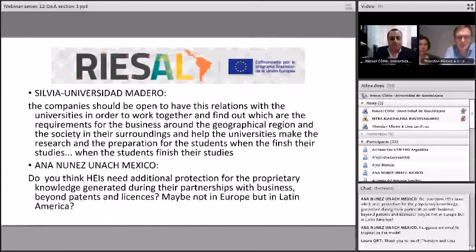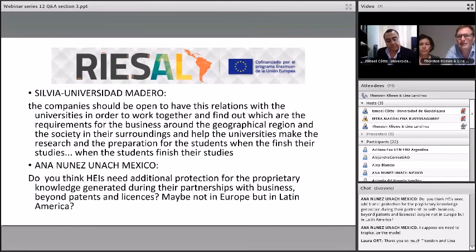So Silvia from Universidad Madero comments that the company should be open to have this relationship with the universities in order to work together and find out which are the requirements for the business around the geographical region and the society in their surroundings, and help the universities make their research and the preparation for the students when they finish their studies. Yes, I can only agree to this comment. And here we can see the interrelationships between the third mission and the first mission of education, and how it refers back to getting insights into what actually students need to know when they finish their studies.